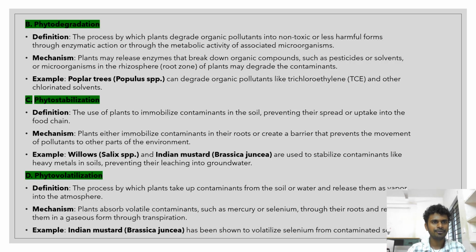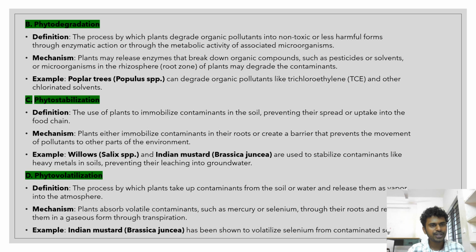Coming to the second type, phytodegradation, the process by which plants degrade organic pollutants into non-toxic or less harmful forms through enzymatic action or through the metabolic activity of associated microorganisms. Mechanism: plants may release enzymes that break down organic compounds such as pesticides or solvents, or microorganisms in the rhizosphere of plants may degrade the contaminants. Example: poplar trees can degrade organic pollutants like trichloroethylene and other chlorinated solvents.